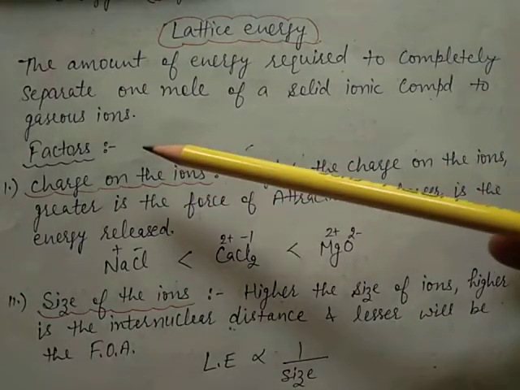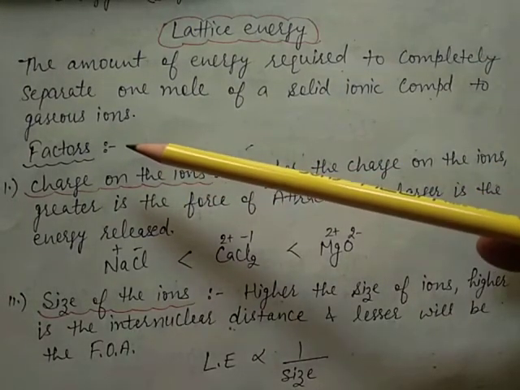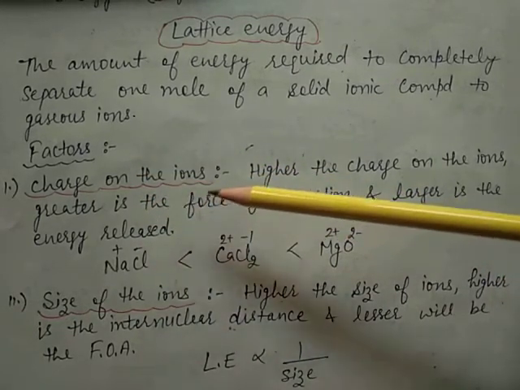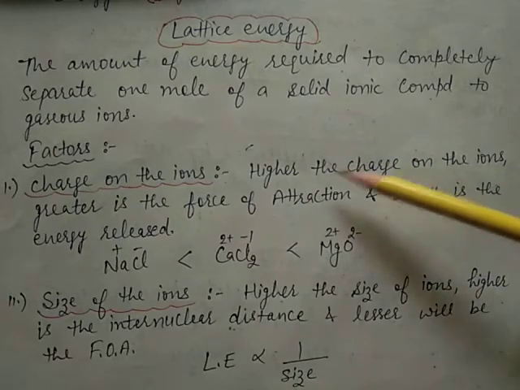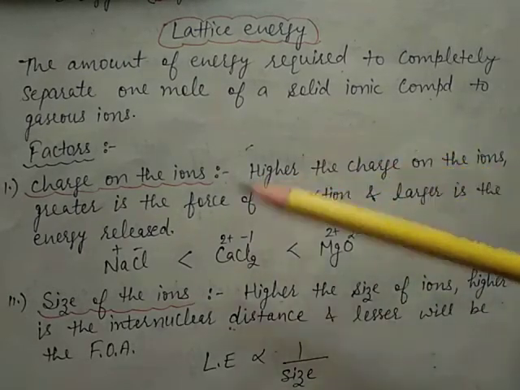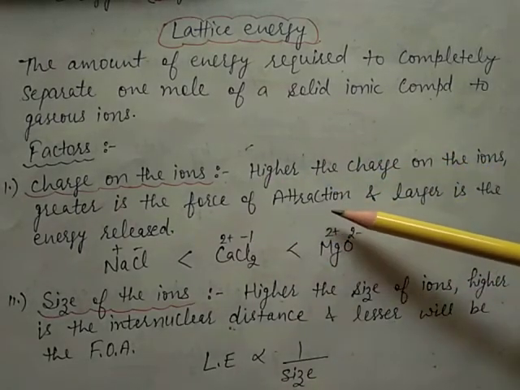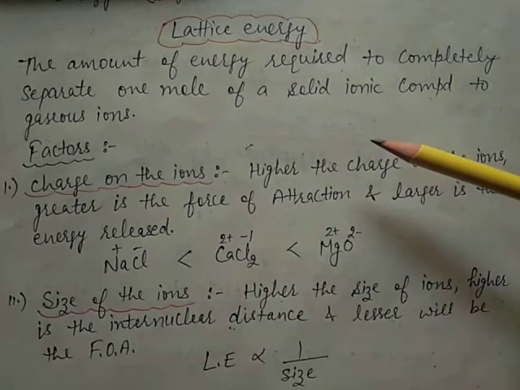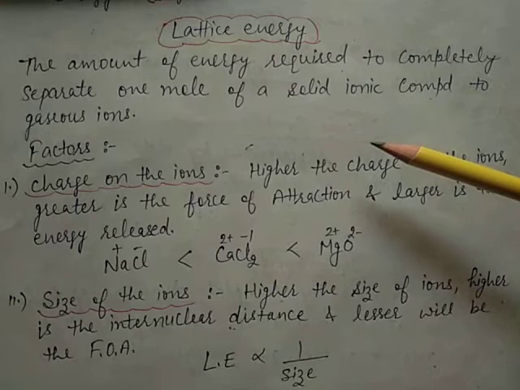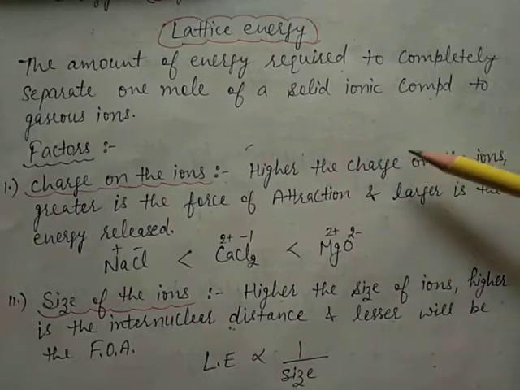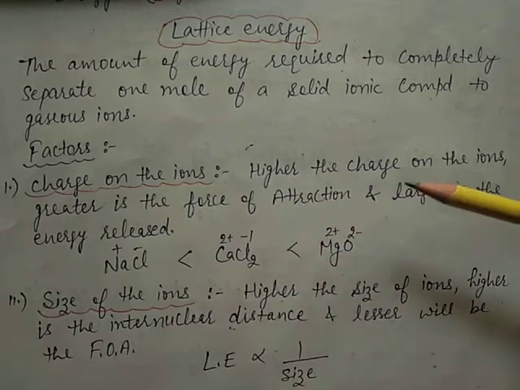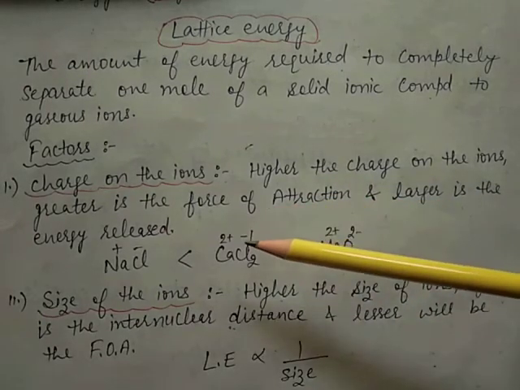Now, what are the factors that lattice energy depends on? First, charge on the ions. The higher the charge on the ions, the greater is the force of attraction. Means you can say small size, high nuclear charge. If the charge on the ions is higher, it means the force of attraction is also higher, so larger is the energy release.